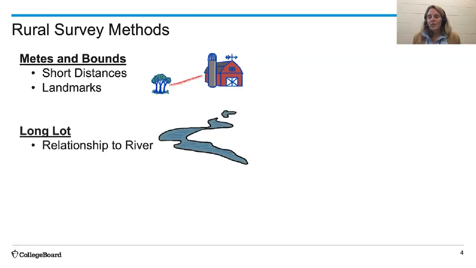The long lot, we saw this in France a lot. And this again is going to connect back to that river. The idea was that everybody would have access to the same goods and the same type of land as it branched out from the river.